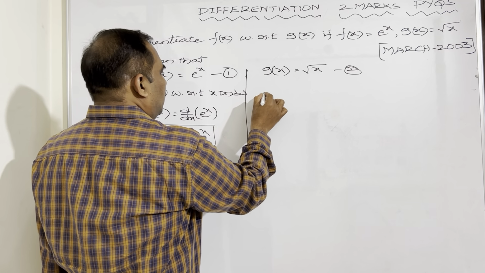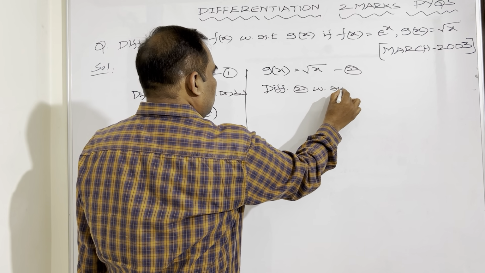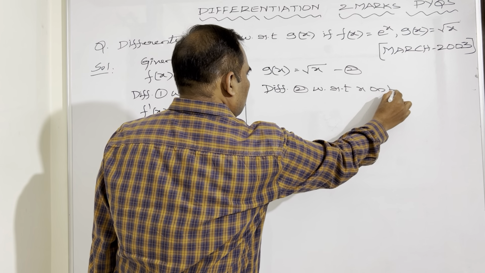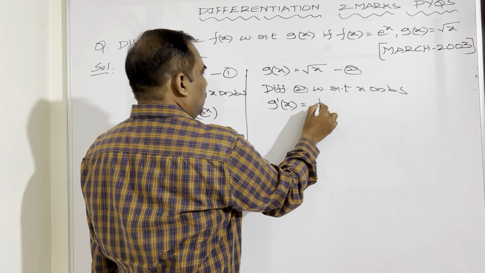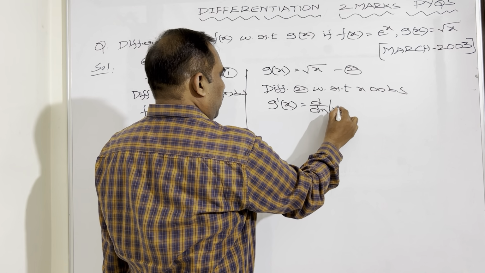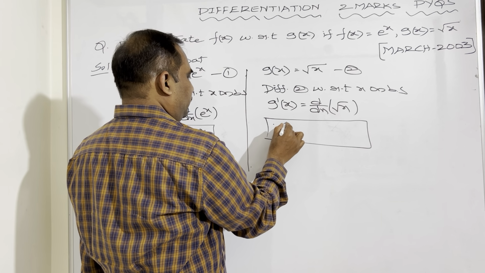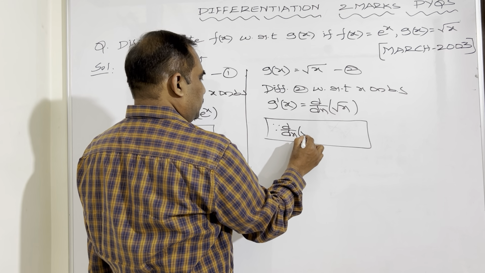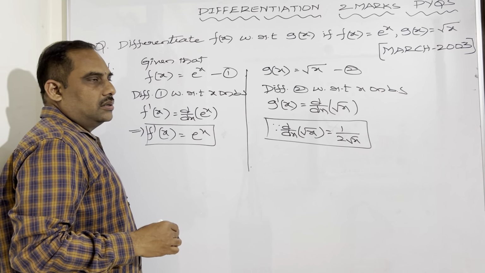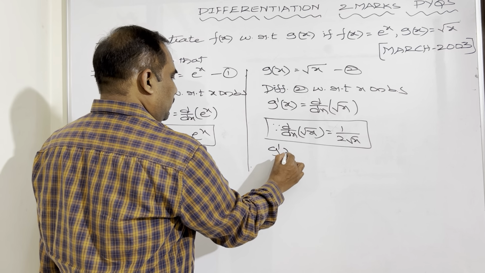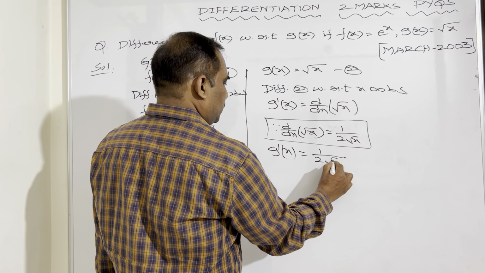Similarly, here differentiate 2 with respect to x on both sides. Now what we get, this is g dash of x is equal to d by dx of root x. So we know the derivative of root x. What is the derivative of root x? d by dx of root x is equal to 1 by 2 root x. Right? So now g dash of x is equal to 1 by 2 root x.